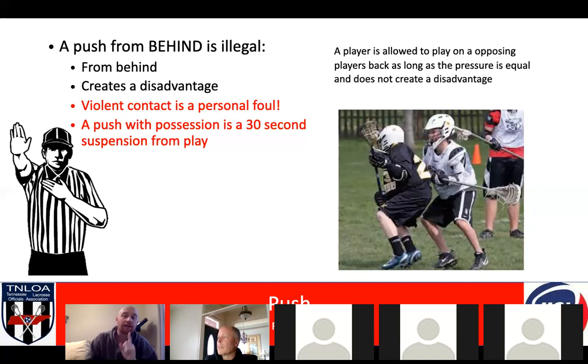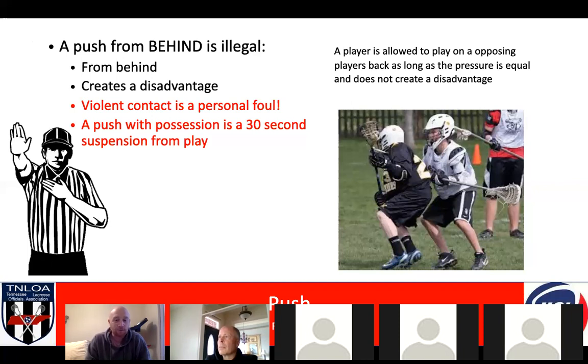More often than not, you'll hear a coach complaining about a push. He pushed him, he pushed him, he pushed him. We get numb to the fact that coaches call it so much. A player is 100% allowed to play an opposing player's back as long as the pressure is equal and does not create a disadvantage. We've all seen it when the attackman is walking himself backwards and leaning into the defensive guy. That defensive man is allowed to play him on his back and stand him up to stop his movement. That is not a push.